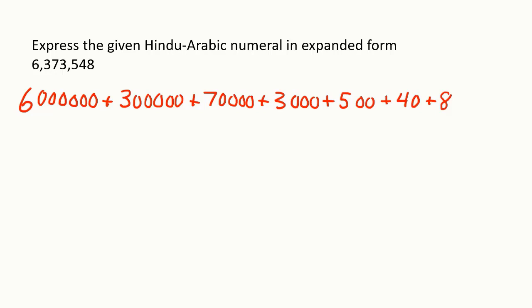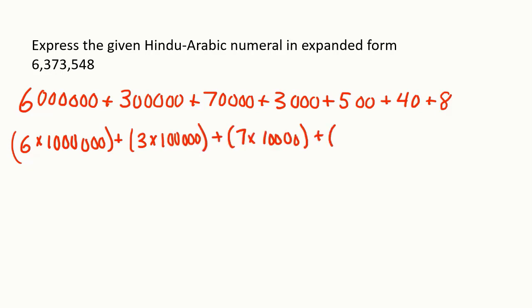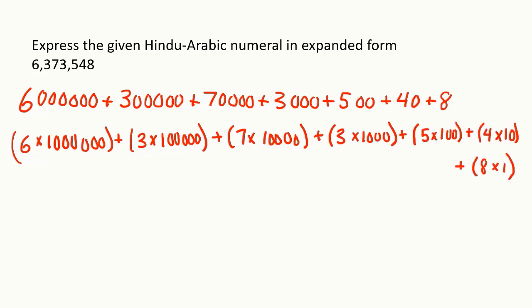Or this is one example of expanded form, but we're going to express this using powers of 10. So 6 million is the same as 6 times a million plus 3 times 100,000 plus 7 times 10,000 plus 3 times 1,000 plus 5 times 100 plus 4 times 10 plus 8 times 1. This is expanded form. We can see in each of the terms which power of 10 is being used.